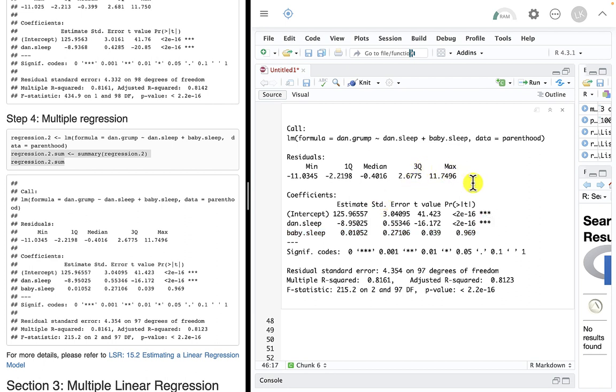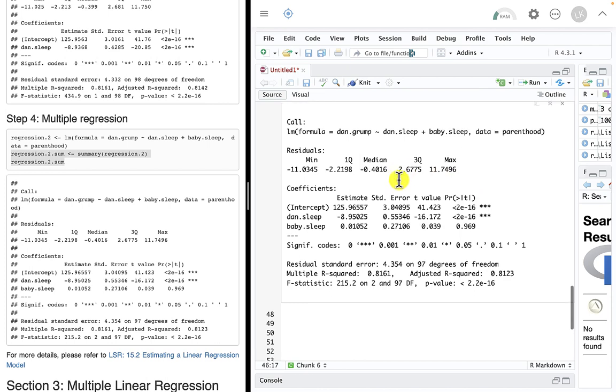Now, notice I'm not saying that the baby's sleep doesn't affect Dan's grumpiness, mostly because with a simple model like this, I'm not sure I can make that conclusion. But with the right experimental design, hopefully we can make some conclusions about how one variable affects another variable. But we have to be really, really careful as we do that.